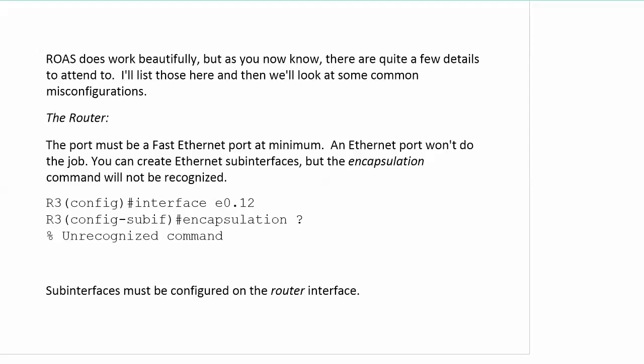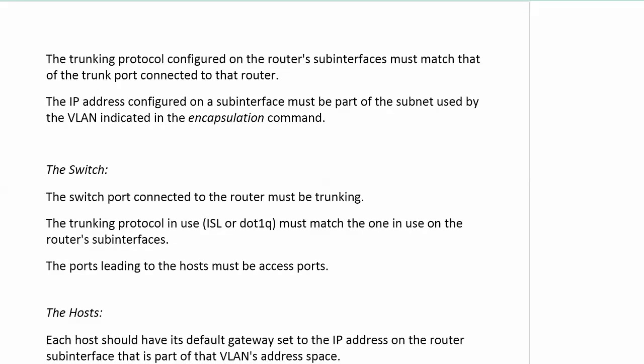The router, first off, we know the port has to be Fast Ethernet at minimum. Now, you can create sub-interfaces on an Ethernet interface. That's not the problem. But then when you try to run the encapsulation command, it's going to say unrecognized command. Sub-interfaces have to go on the router interface. We know that. Now, the trunking protocol configured on the router sub-interfaces certainly has to match that of the trunk port connected to the router. The IP address configured on a sub-interface has to be part of the subnet used by the VLAN that we indicated in the encap command.